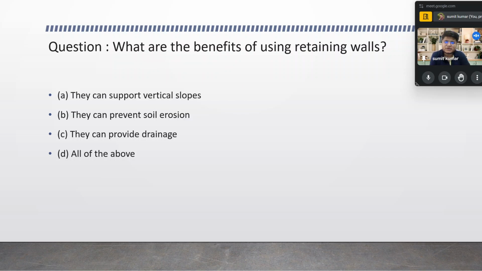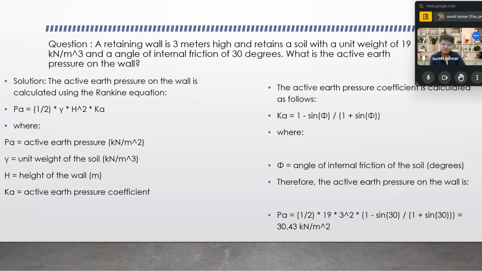Now the benefits, because if we are using a retaining wall, there must be some benefits. What are the benefits associated with using a retaining wall? They provide support to the vertical slope and prevent soil erosion. We have seen this earlier. They provide drainage as well; we can provide drainage through them. These are the benefits which we get. We have already answered this question in another format, in the very first or second problem of this section. Now we have a numerical problem.